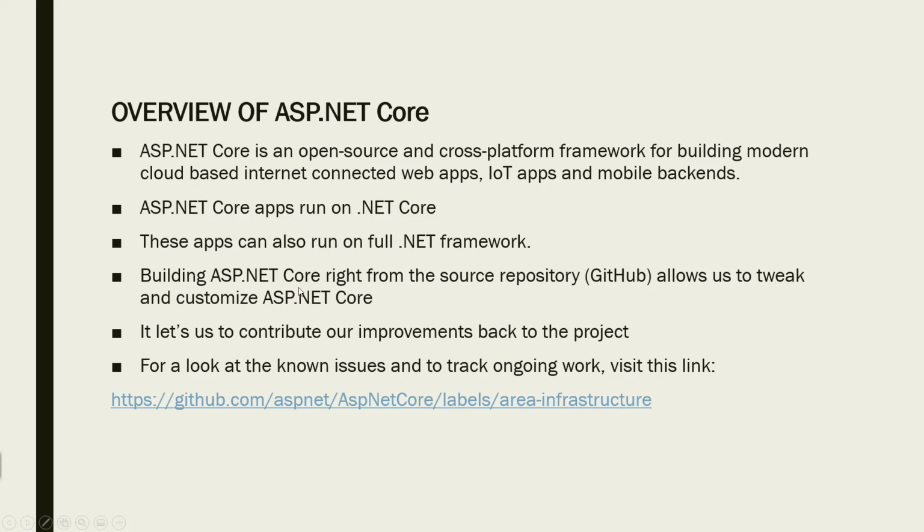Now, building ASP.NET Core right from the source repository on GitHub allows us to tweak and customize ASP.NET Core, which was not available with the earlier .NET Framework because it was not open source at all. Developers outside Microsoft didn't have any access to the source code. You could use it to build applications as a full stack .NET developer, but you didn't have access to the built-in classes, methods, and many other things. So it lets us contribute our improvements back to the project, and for a look at the known issues and to track ongoing work, you can make a quick visit to this link.